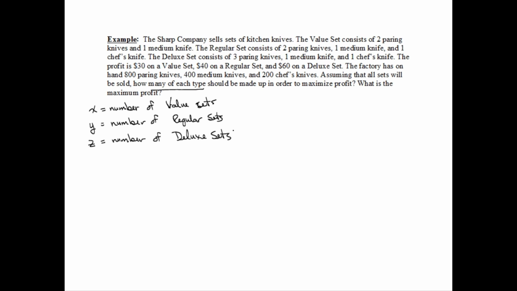Now we want to write our model. First of all, are we maximizing or minimizing? We are maximizing, and we are maximizing profit. And you may want to make a table for this one. Let's make a table for this one. Value, regular, deluxe, and then we're going to have paring knives, medium knives, chef's knives.